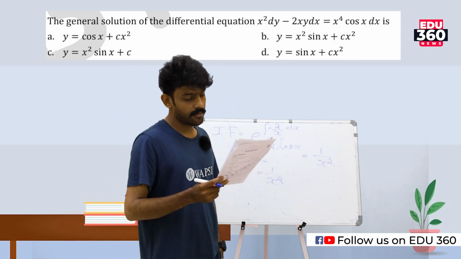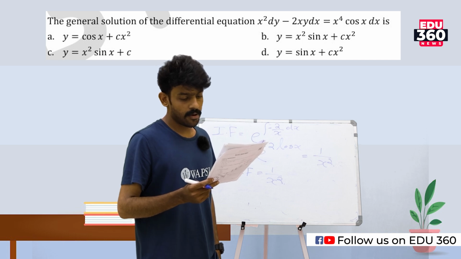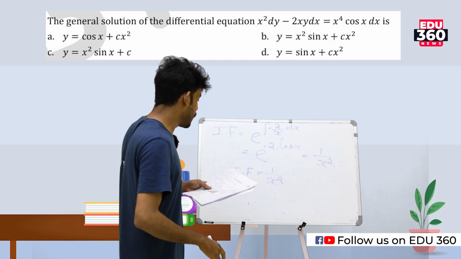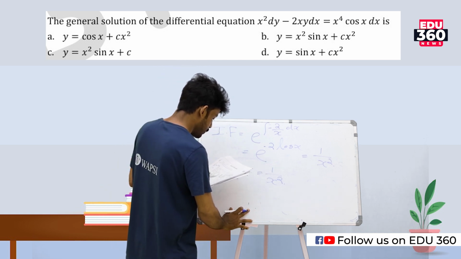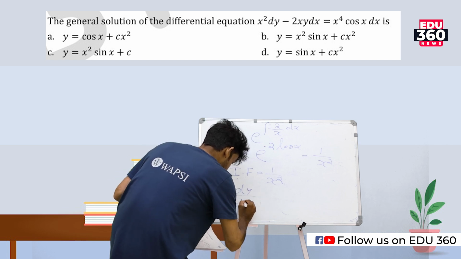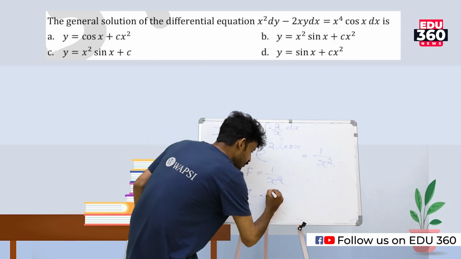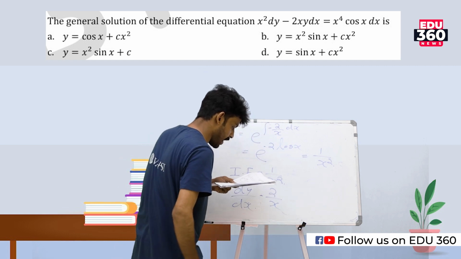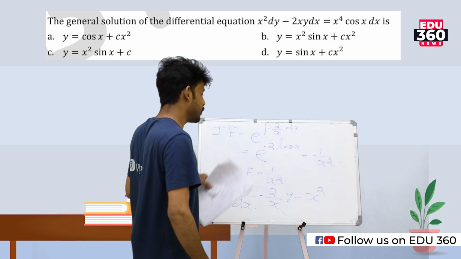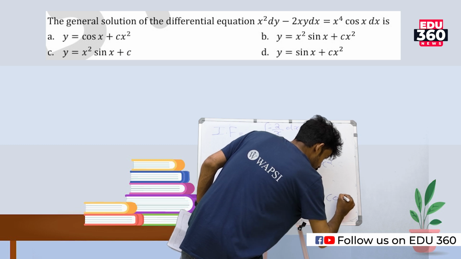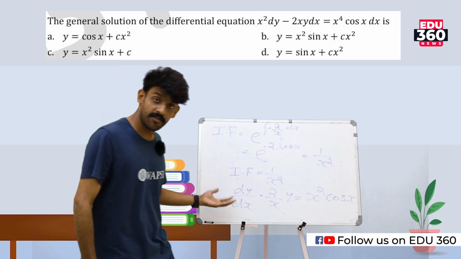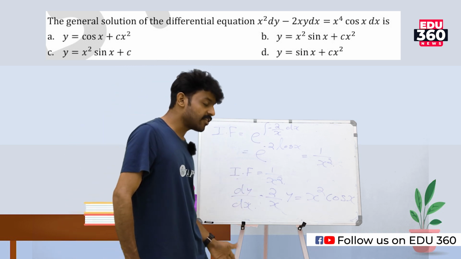So hereafter we are going to multiply 1 by x square on both sides of the differential equation, dy by dx minus 2 by x y is equal to x square cos x. That means we are going to multiply 1 by x square on the LHS and also on the RHS.